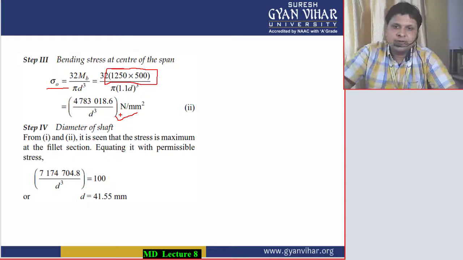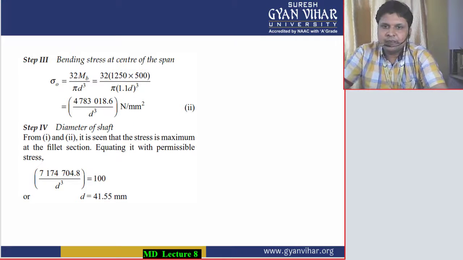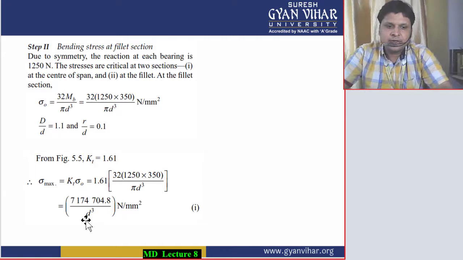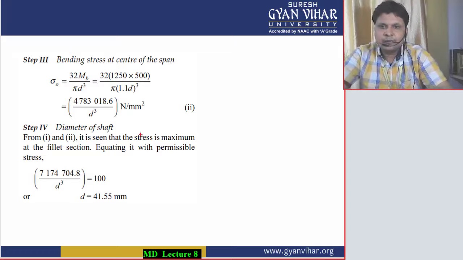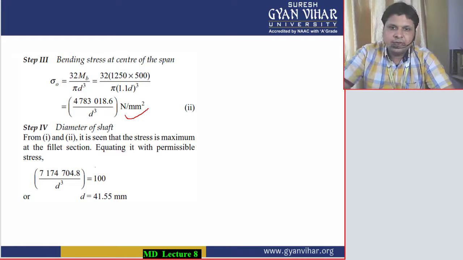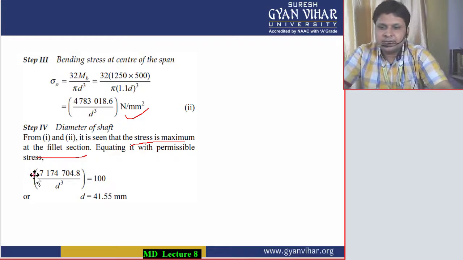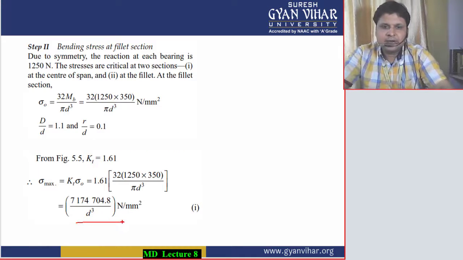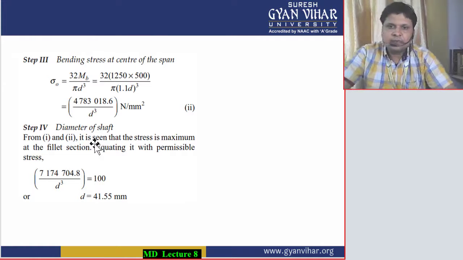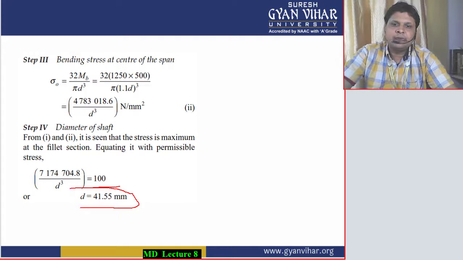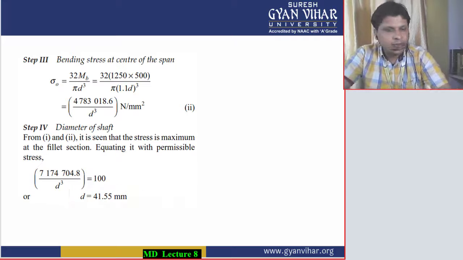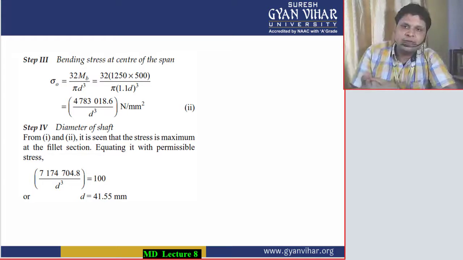Now we will have to see which is bigger, this or step two. From this and from this, as we can see, the stress is maximum at the fillet section. So we will equate the stress value at this fillet section with the permissible design stress value of 100. We will get the diameter 41.55. In this way this question is also completed. We have obtained the value of D. Designing itself means getting the dimensions.